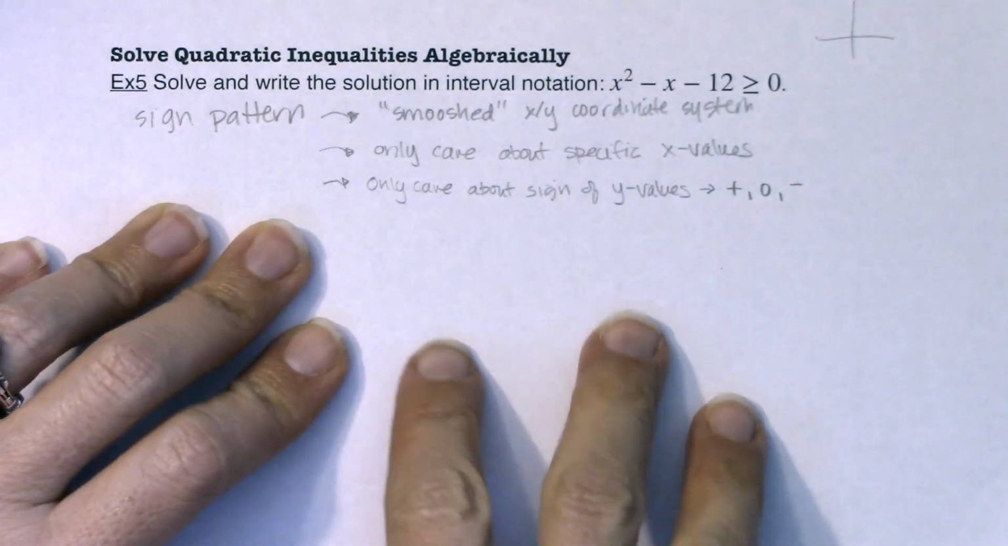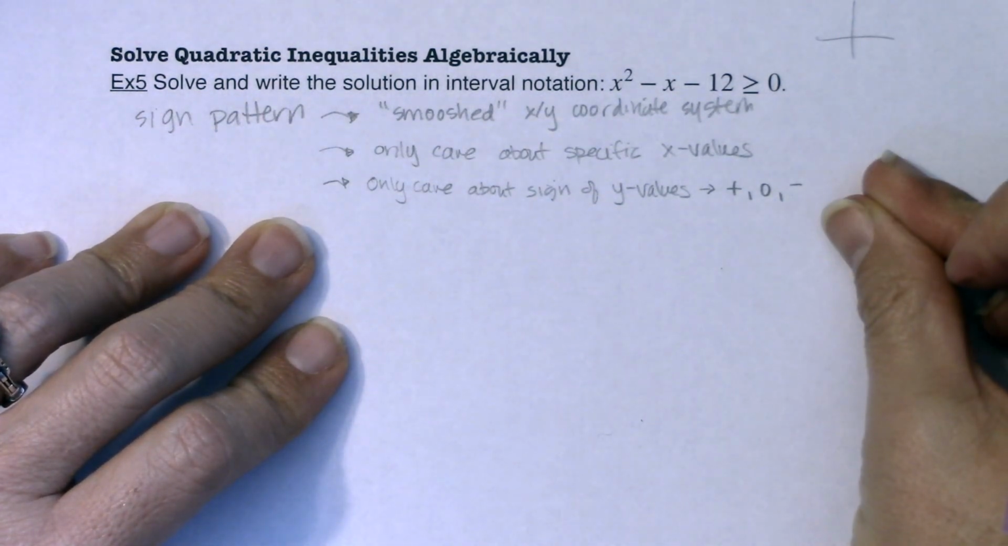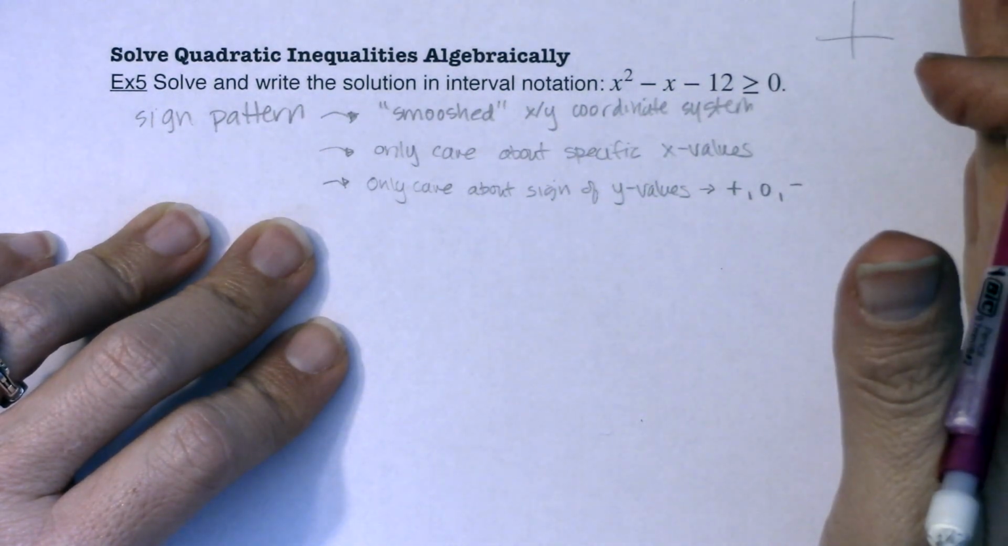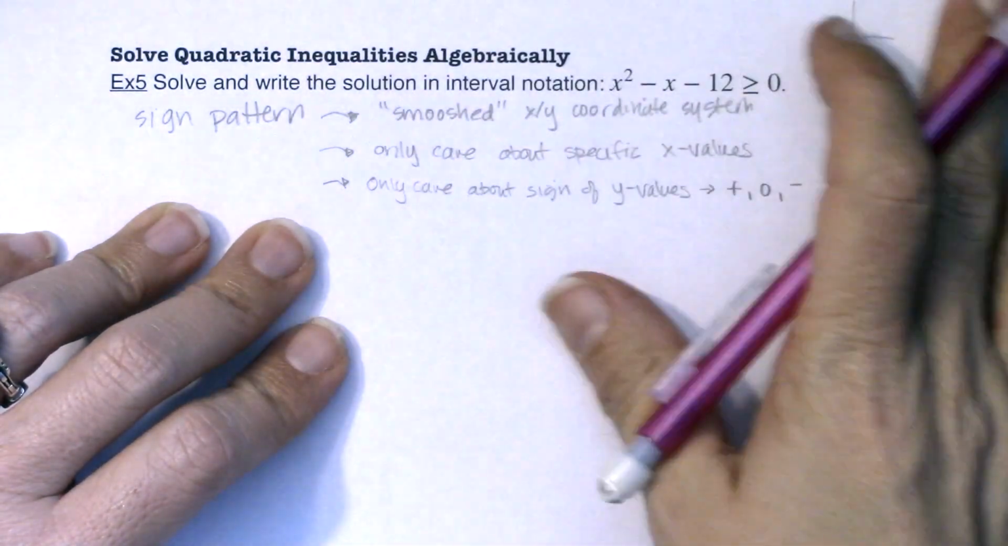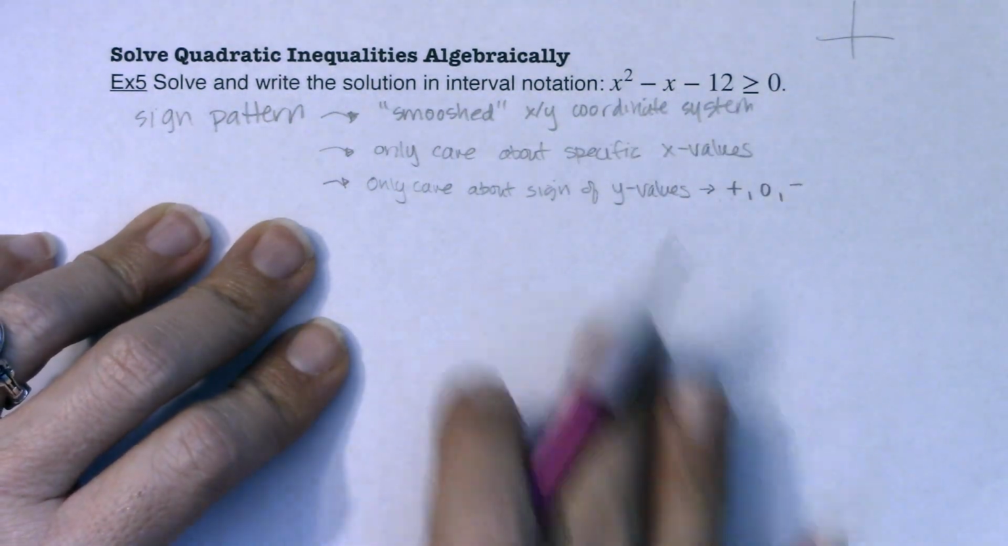So instead of writing X and Y, we're going to smush it down to just an X axis, where we write specific X values along this sign pattern, and we're only going to write positives, zeros, and negatives for the Y's. So here's what I mean.